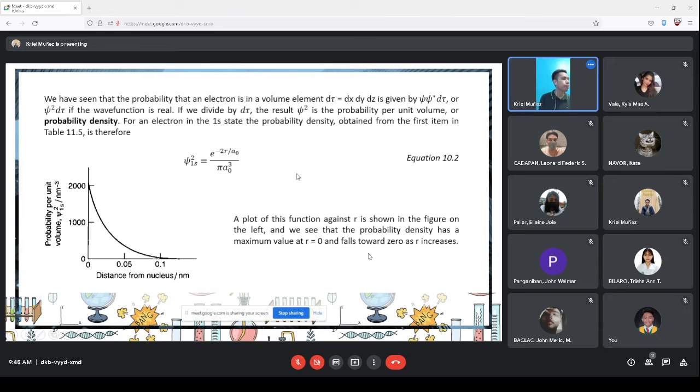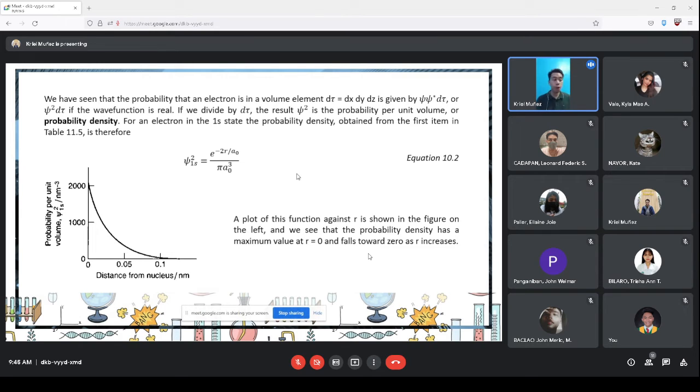Okay. So we have seen that the probability that an electron is in a volume element, d tau, dx dy dz, is given by psi star psi d tau, right? So regardless kung anong wave function natin, this is a general rule formula for finding the probability. Or we have psi squared d tau, if the wave function is real.